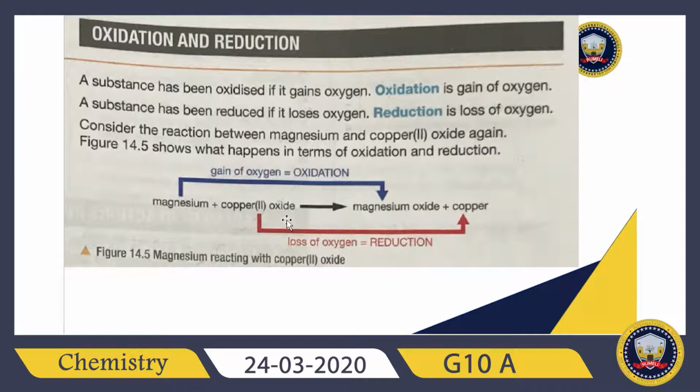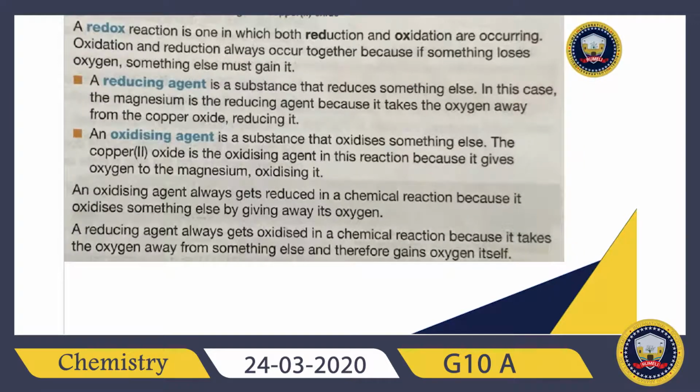So this is for oxidation reduction. You have the definitions from the book, and here also you have definitions for the reducing agent and the oxidizing agent. You remember also that we said a redox reaction is one with both reduction and oxidation. If you have an oxidation process, then you should also have a reduction process. Look, they are occurring together.